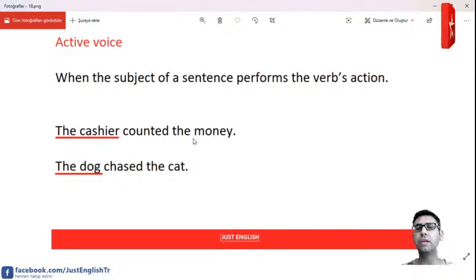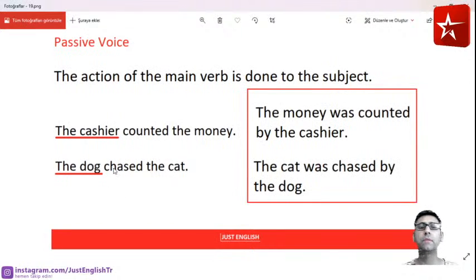So the cashier counted the money. Who counted the money? The cashier. So this is the subject. The dog chased the cat. Who chased the cat? The dog. Okay. So these are my subjects. All right. The passive voice, on the other hand, the action of the main verb is done to the subject. Okay.